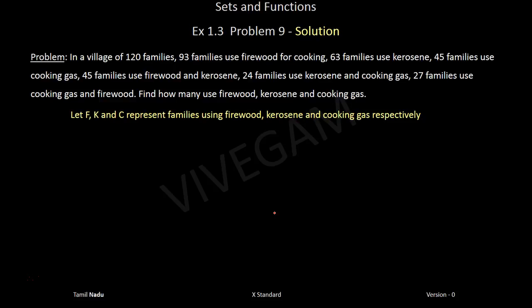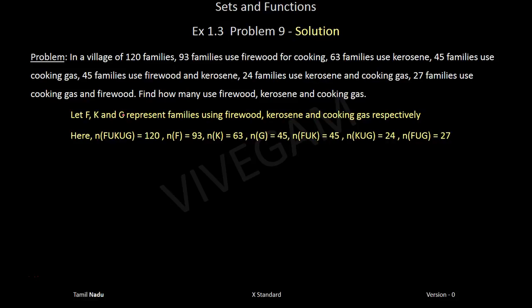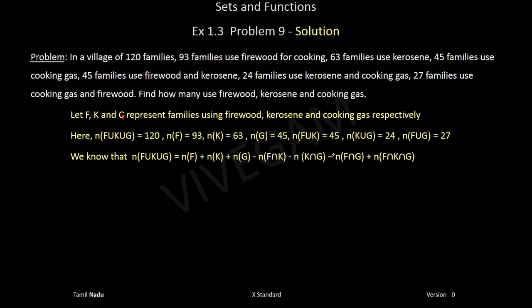Okay, solution. So let F, K and G represent families using firewood, kerosene and cooking gas. Based on that, you can write out all the values. I hope you remember, n(F) is 93, given. n(K), the number of families who use kerosene, is given. Like that, you can fill up all these values. Now, we know n(F union K union G) is 120. So we know the formula. Substitute all these things in this formula.